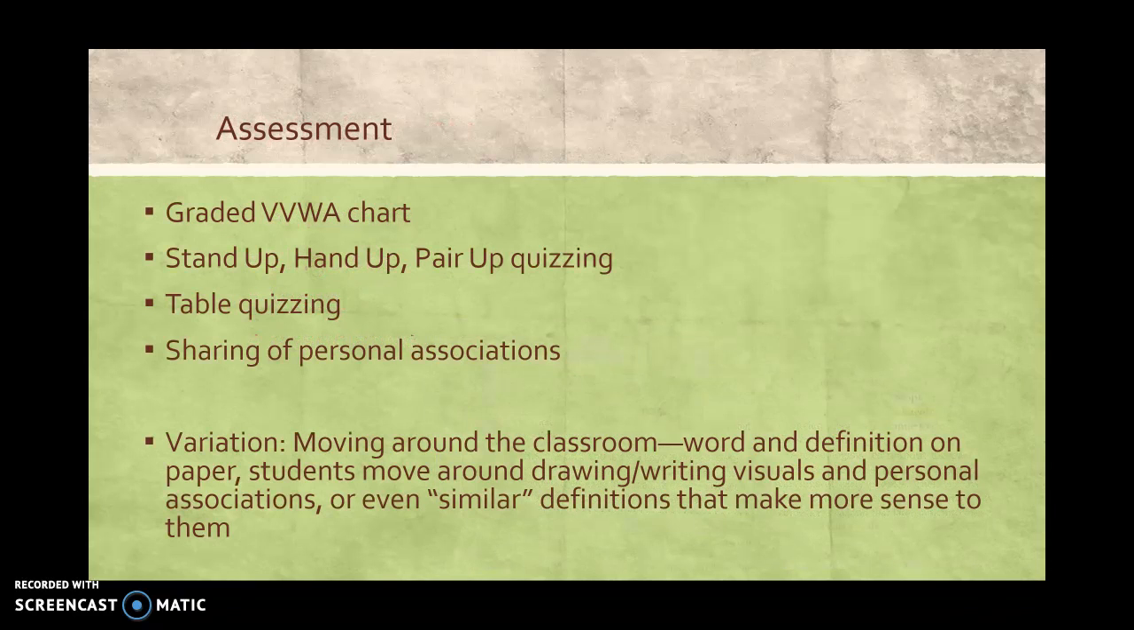So for an assessment for this, obviously I would grade the VVWA chart, but you could also do stand-up, hand-up, pair-up quizzing. You could do table quizzing at the table, class sharing of personal associations even between groups or pairs. And then a variation on this would be to move around the classroom. The word and definition are already on paper, and students move around drawing or writing visuals and personal associations, or they could even write a definition that in their kid brain makes sense instead of using the technical definition.